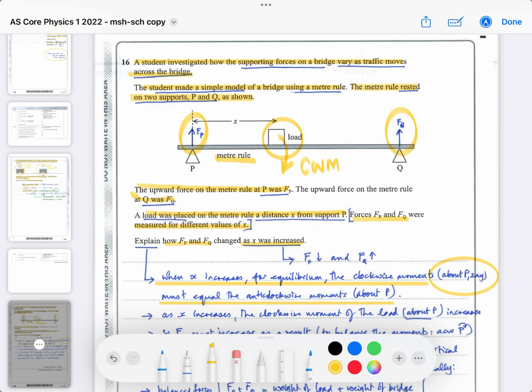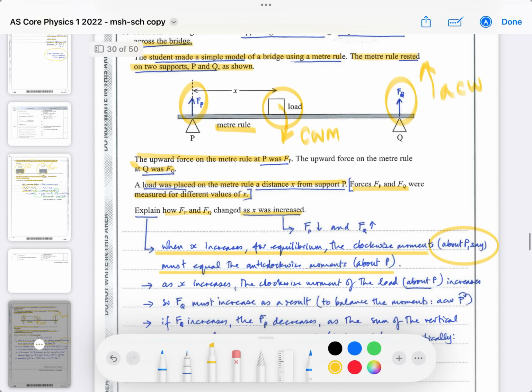Okay, so I should have written it in a better way. When x increases, the clockwise moment due to the load increases. So then FQ will need to increase to produce an anti-clockwise moment equal to the new clockwise moment. So FQ will increase.